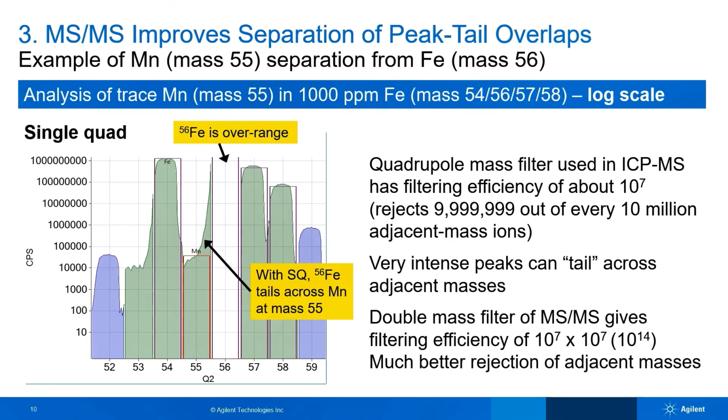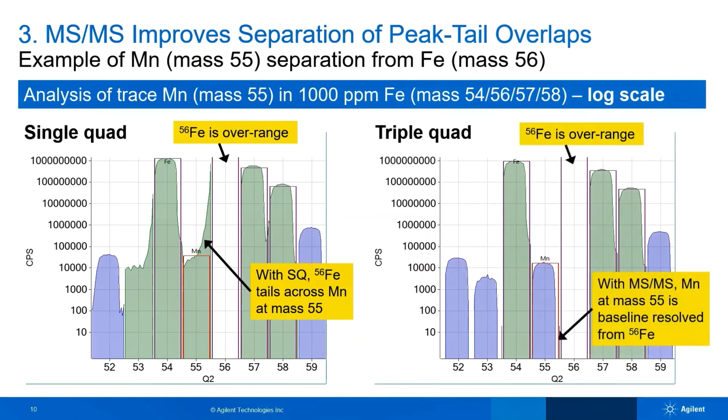So the total contribution of those two mass filtering steps is that even in the presence of a very intense iron peak from 1000 ppm iron, we can completely baseline resolve the trace manganese peak using ICP triple quad.